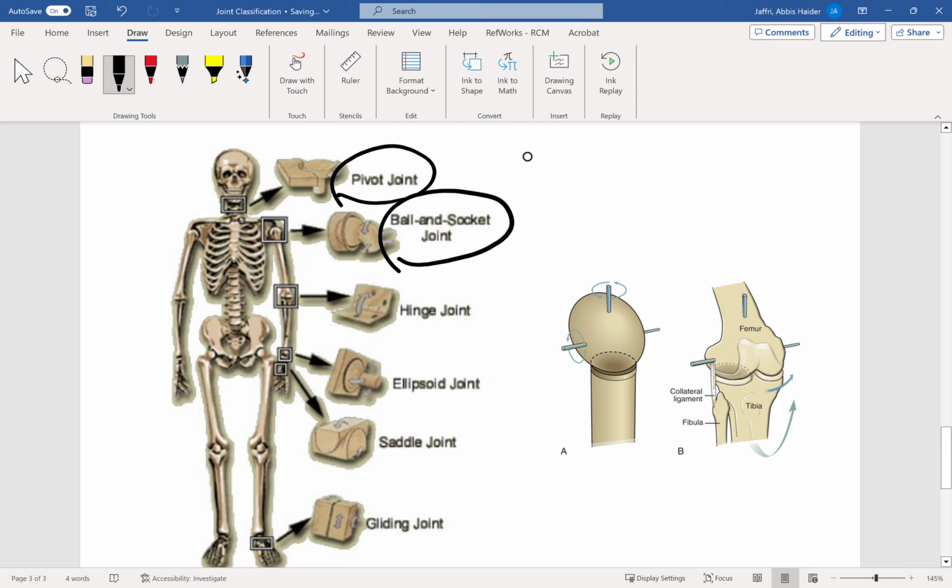Then you have a famous ball and socket joint. That's your shoulder joint and your hip joint. So ball and socket joint is the most movable joint in our body. By that I mean, this joint has movements in 3 planes of motion. You have abduction, adduction, you have flexion, extension, you have the rotational motion. So all 3 planes and 3 axes are utilized in this type of joint.